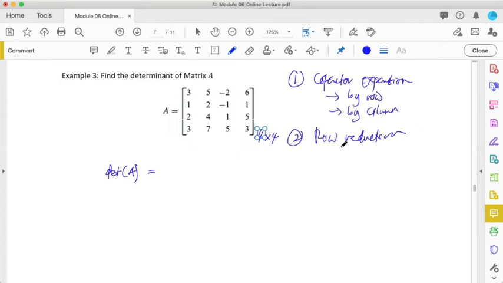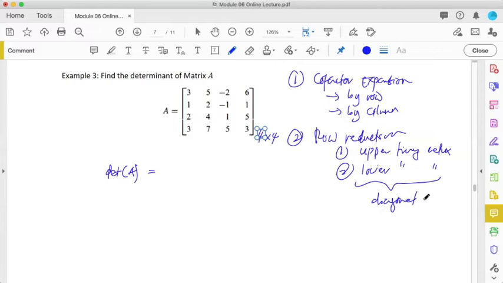Again, you can perform your elimination method by row or by column as well, but you need to have a target, or you need to have a particular form. So the first form is you can reduce your matrix into an upper triangular matrix, or secondly, you can reduce to a lower triangular matrix. But in both of these matrices, your diagonal elements must be one before you can perform the determinant operations.